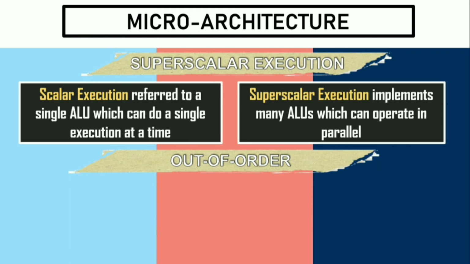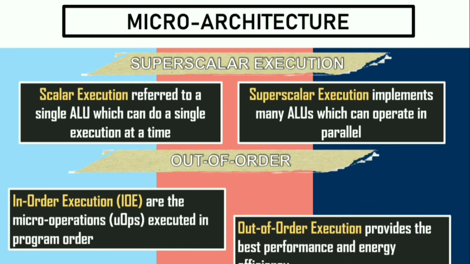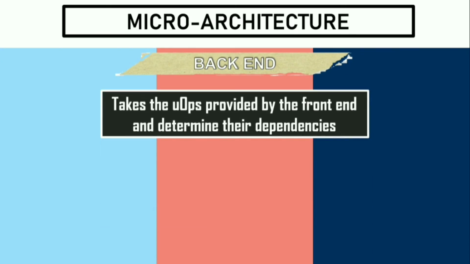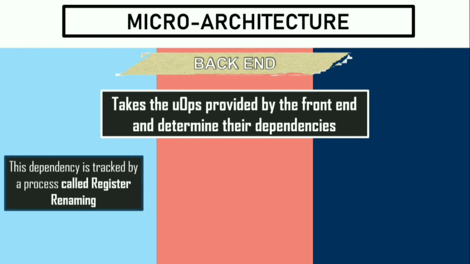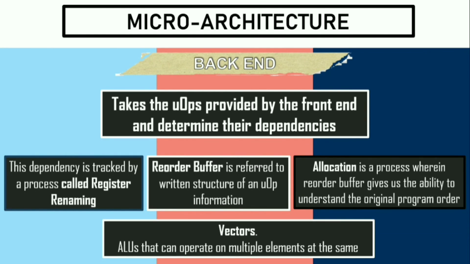Next is the out of order. In-order execution, or IOE, is when the micro-operations are executed in program order. Executing out of order provides the best performance and energy efficiency. And lastly, the backend. The backend takes the micro-ops provided by the front end and determines their dependencies. The following are the terms used. This dependency is tracked by a process called register renaming. Next are the reorder buffer, the allocation, and the vectors.